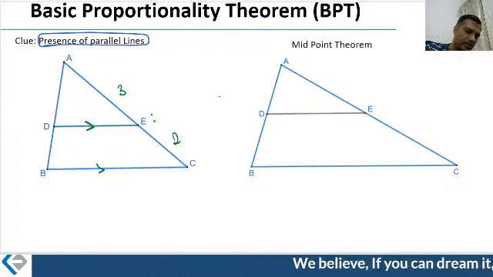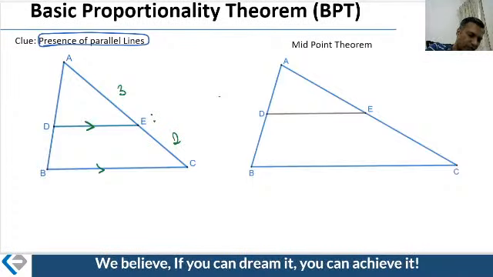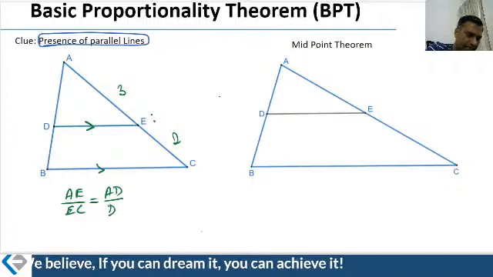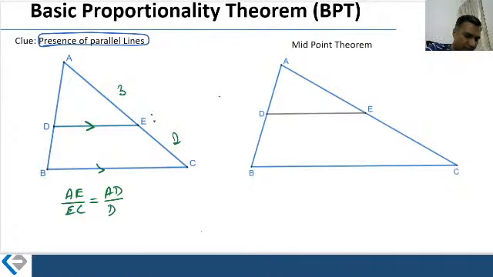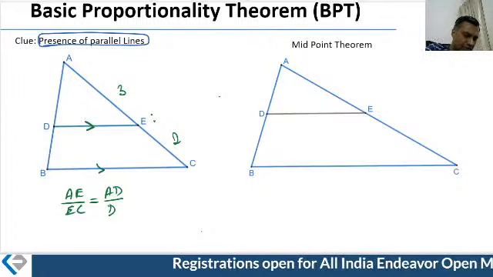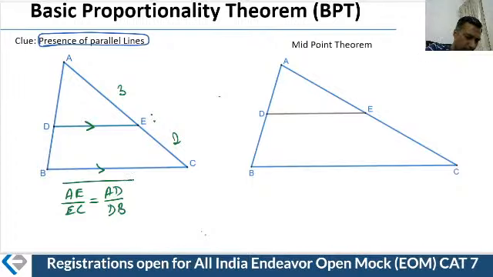Assume that AE is to EC is given to us. So a couple of things that we can find out. Listen to me, my friends. AE is to EC will also be equal to AD is to DB. Point number one.